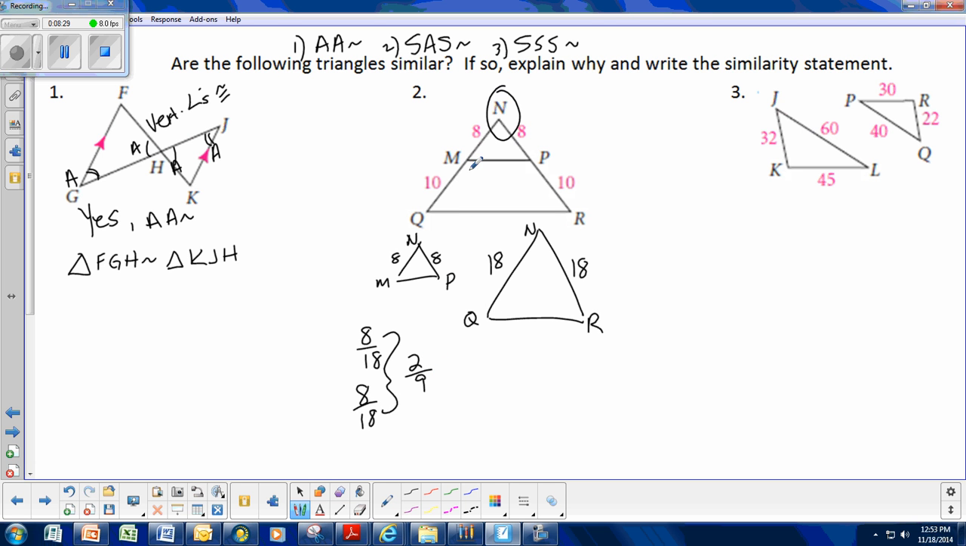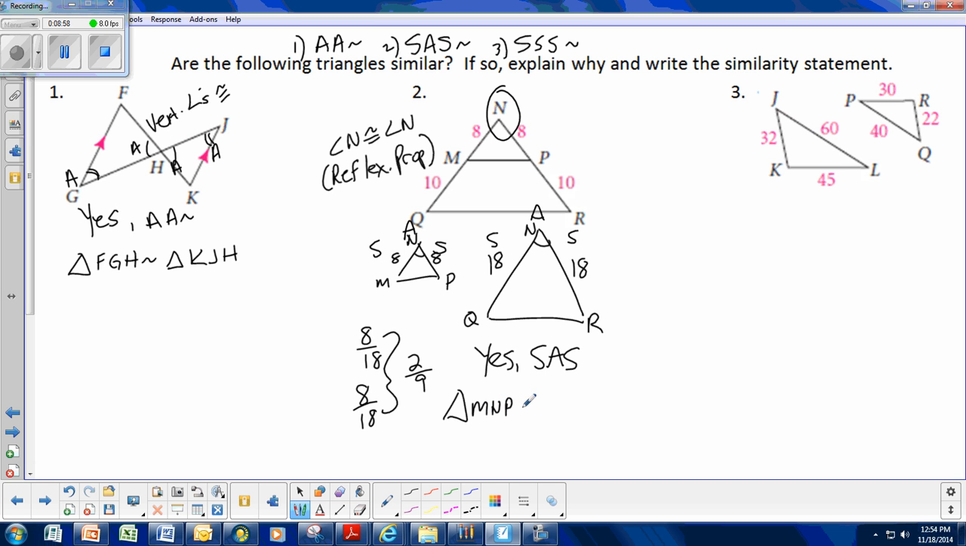Now you can see both of these triangles have angle N in common, right? So they share those two angles. It's the same angle in both. Angle N is congruent to angle N by the reflexive property. Okay, so that gives us side angle side there and side angle side here. So this one's yes, side angle side. And my triangle similarity statement would be triangle MNP is similar to triangle QNR by side angle side similarity.